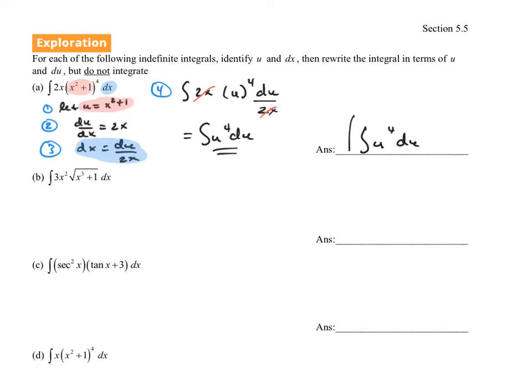This would be super easy to finish this problem because the integral of u to the 4th would be u to the 5th over 5 plus c, and then you back substitute for u. So that the integration becomes easy once you have these 4 steps done. Let's go ahead and try the next one.